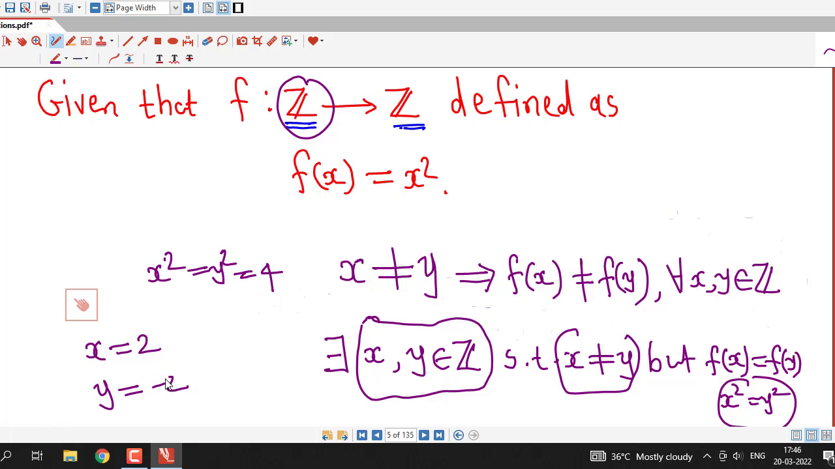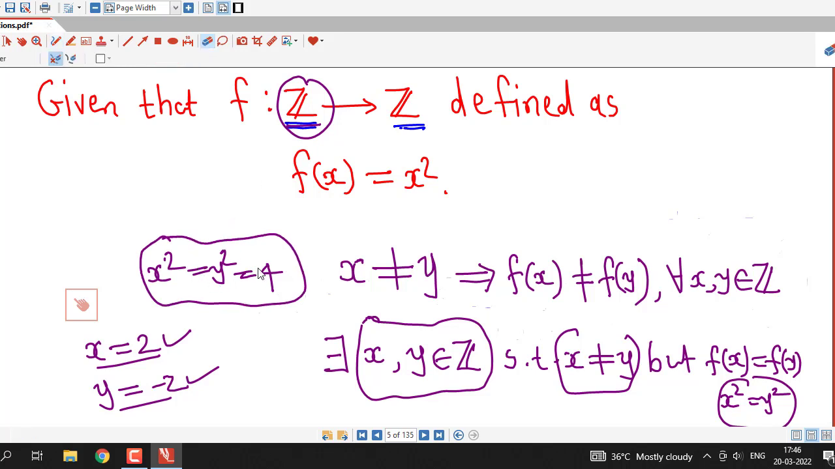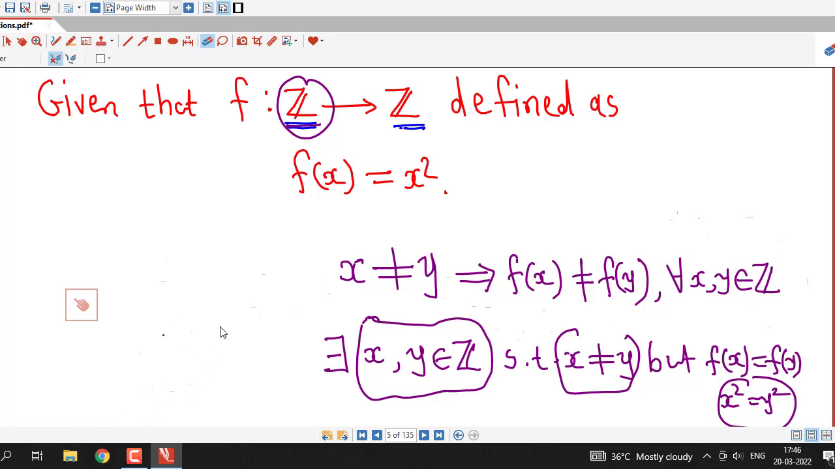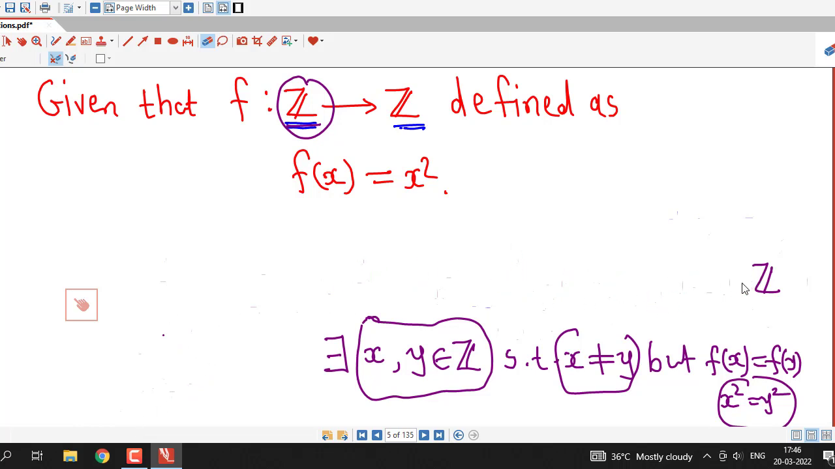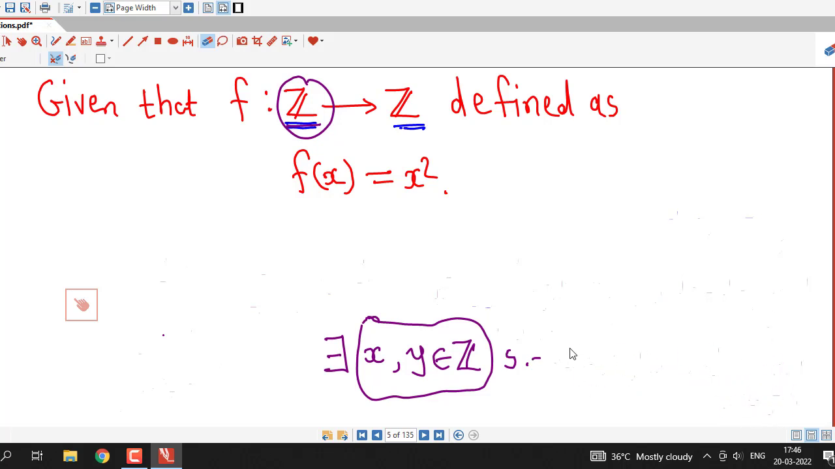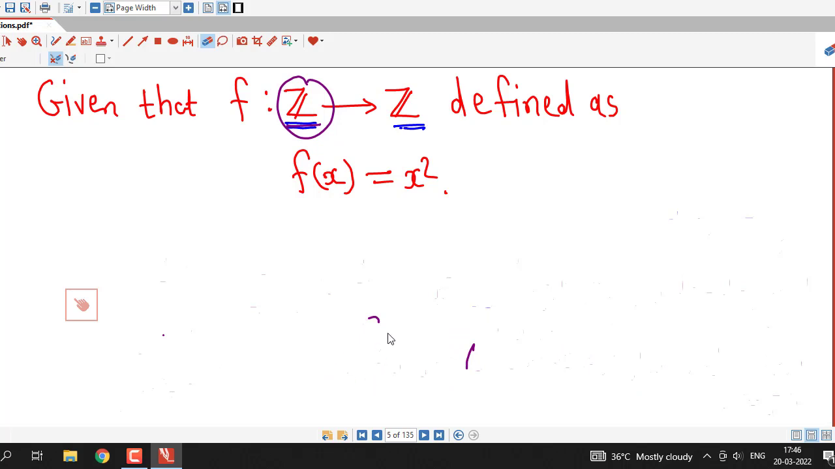So for these two values x and y which are in the domain of this function, we observe that x and y are distinct but their squares or their images are not distinct. Therefore the function is not one-to-one. So if we want to prove that a given function is not one-to-one, we have to give a counter example. We have to find two possible values of x and y which are distinct but their images are equal.